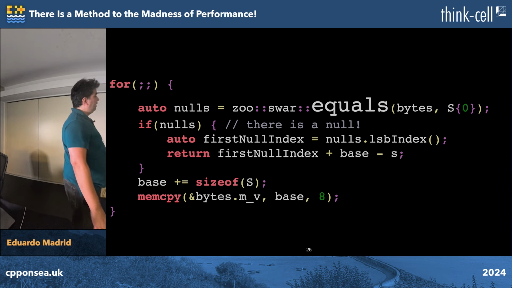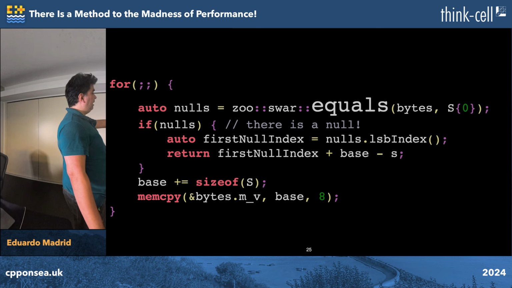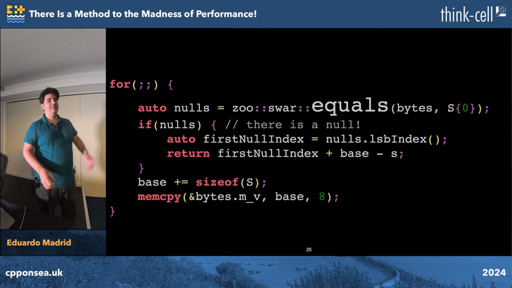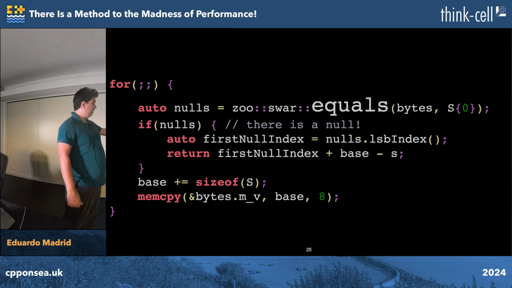So if there is a null, we use the primitive that gives us the index of the first null from the least significant to the most significant. This is in little endian, the least significant. And with that index, we know how far from the base, and we can subtract the original pointer that we had, and that's the answer for a string length. I think that I took even longer than Jamie to explain this than him yesterday, but that's the essence of it. And then we add to the base and copy the bytes to try again to find the null in the next block of input.